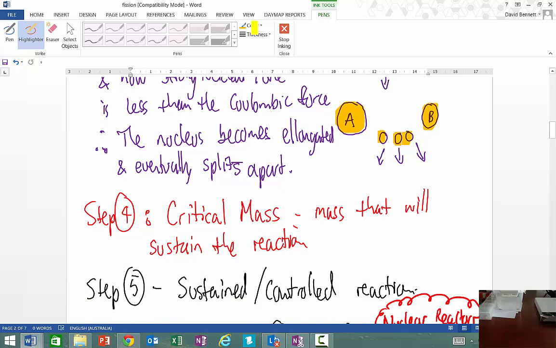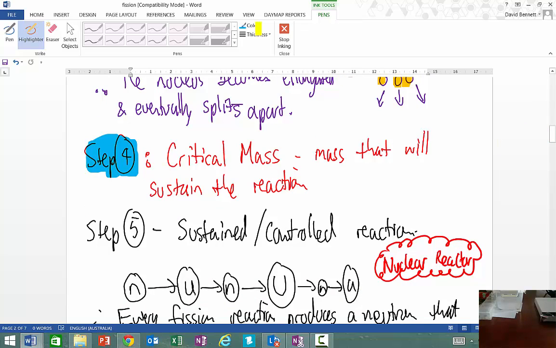Right, for fission to occur, we must have critical mass. The critical mass is a certain amount of mass that will allow a sustained nuclear reaction to occur. Alright, so we must have that critical mass. That's actually an important part of it. Then what we want to do is we want to have a sustained controlled reaction. If we don't have a sustained controlled reaction, then we have basically a nuclear bomb. And we don't want that to actually happen. So it has to be a sustained and controlled reaction.